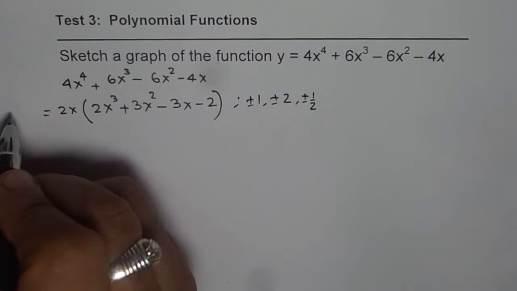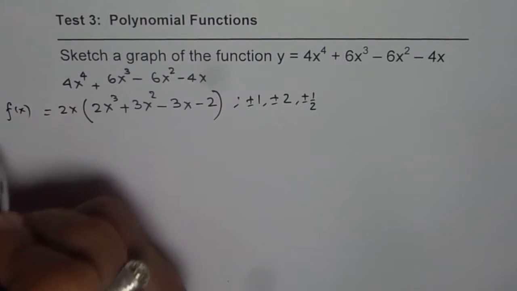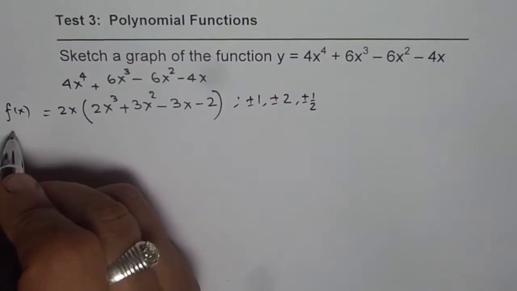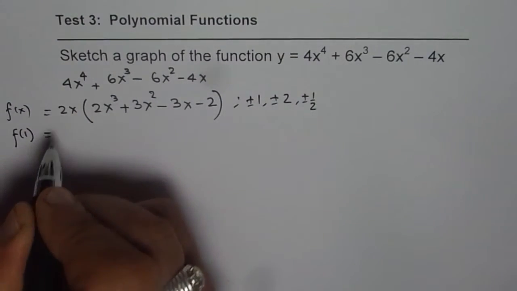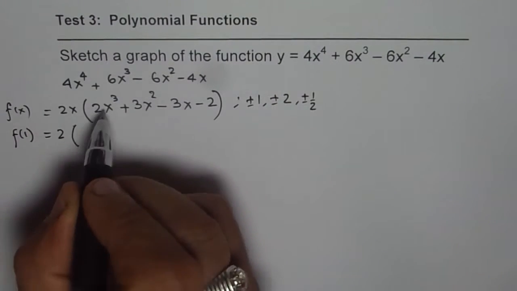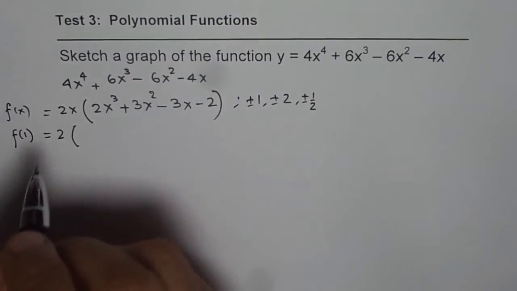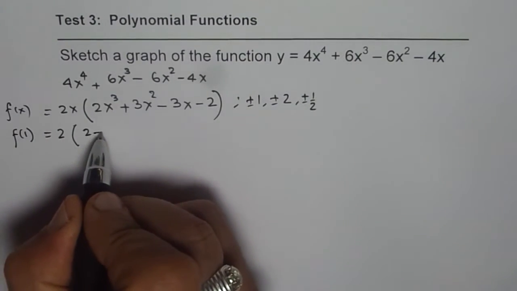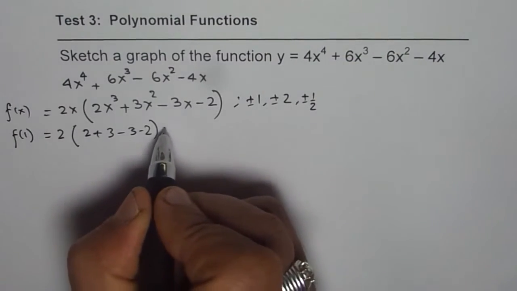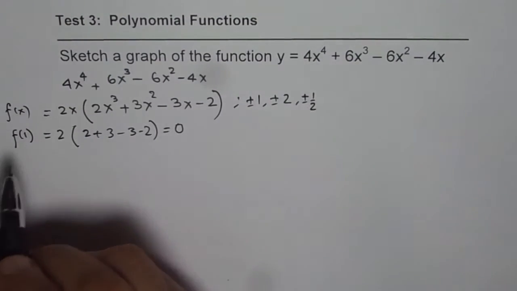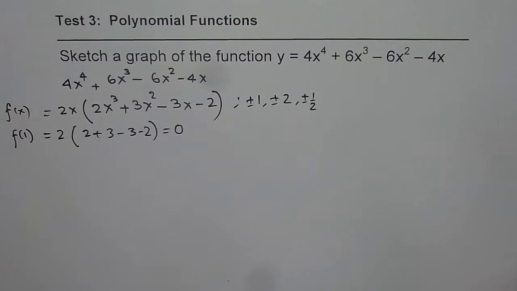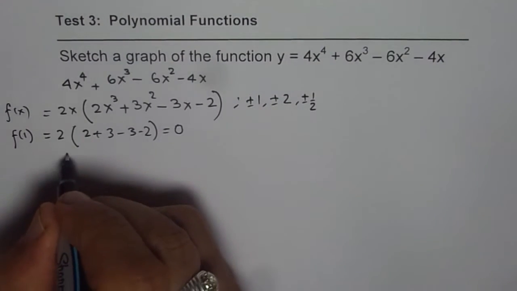So let us say this is our function f of x. Let's begin with plus 1. So what is f of 1? We have 2 times 1, just 2. So we get 2 plus 3 minus 3 minus 2, which is indeed 0. So that means x minus 1 is a factor. Now we can do synthetic division and find the other factors.